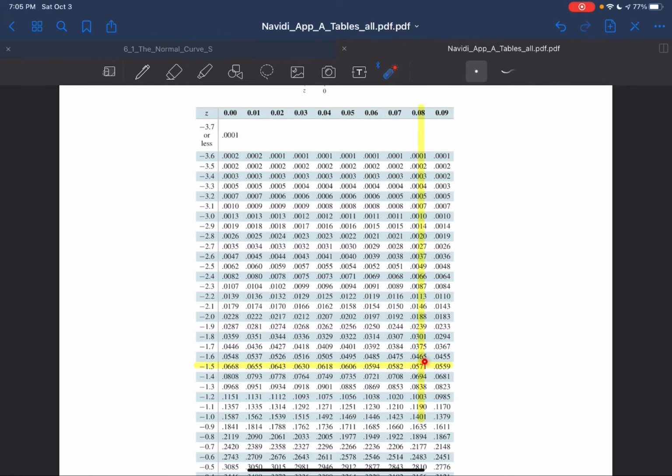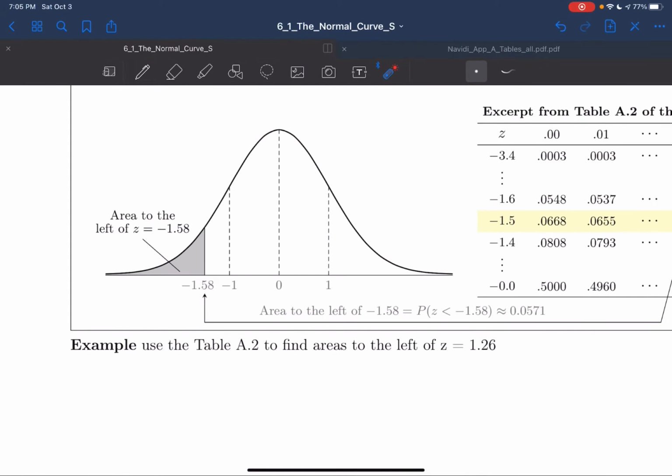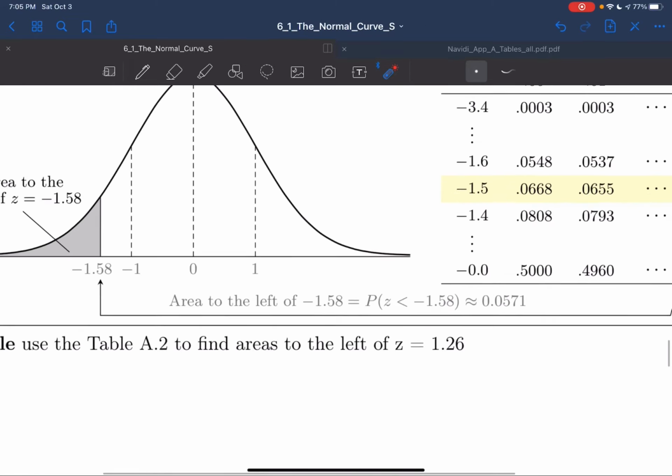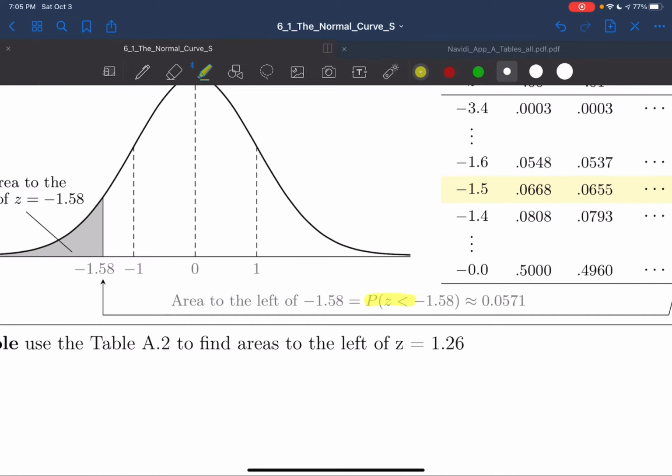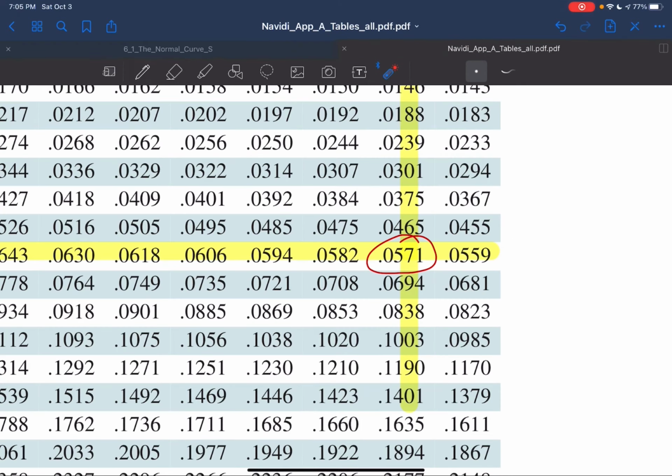Where they intersect is the area to the left of that z-score, which is 0.0571. And if you look here, the area to the left of negative 1.58, in notation, is the probability of z is less than negative 1.58. Notice that the arrow is pointing to the left, so we're finding the area to the left of this value. This is 0.0571, which is exactly what we got here, 0.0571.